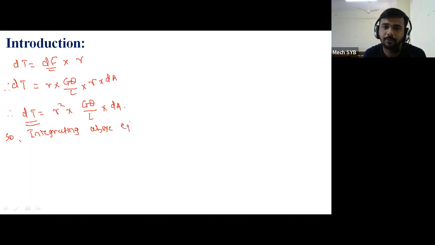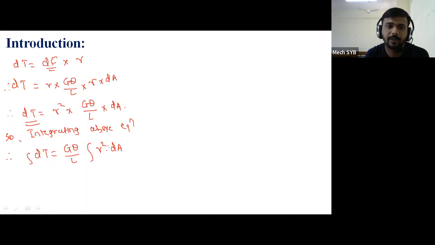Integrating the above equation, the integration of dT is equal to G theta by L. This is the constant term. Please keep in mind, G is constant, theta is constant, length is constant. The remaining term is r square into dA, and the integration of r square into dA is equal to capital J.